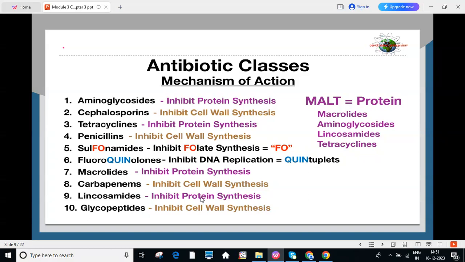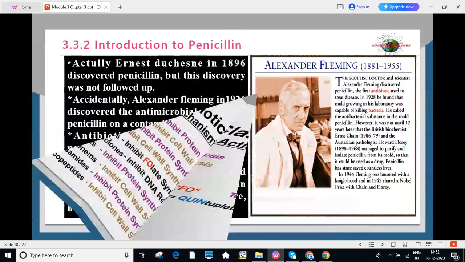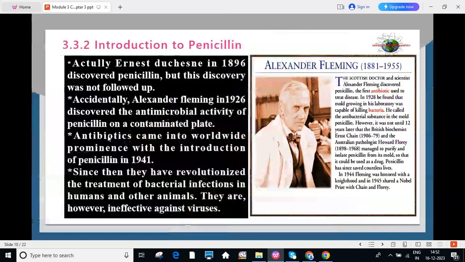chemical structure. So in this chapter, we are discussing penicillins. Introduction to penicillin. Actually, Ernest Duchesne in 1896 discovered penicillin, but this discovery was not followed up. Accidentally, Alexander Fleming in 1926 discovered the antimicrobial activity of penicillin on a contaminated plate. Antibiotics came into worldwide prominence with the introduction of penicillin in 1941.